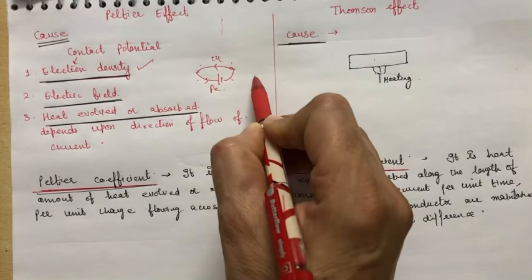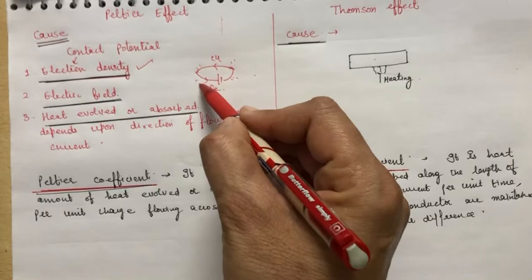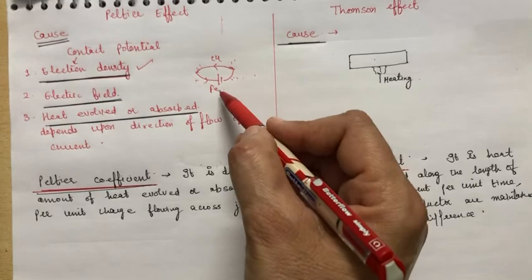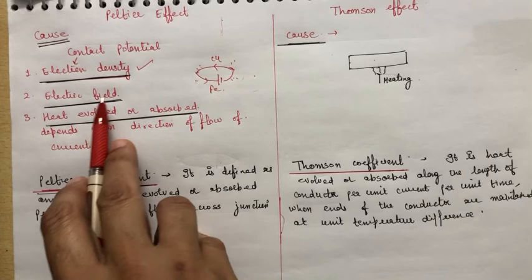Then here is high, here is low, here is high, here is low. So the current will flow from higher to lower, somewhere from lower to higher. So there will be a potential difference or contact potential. So one cause is that it depends upon the electron density. Clear? Second, it also depends upon the electric field.